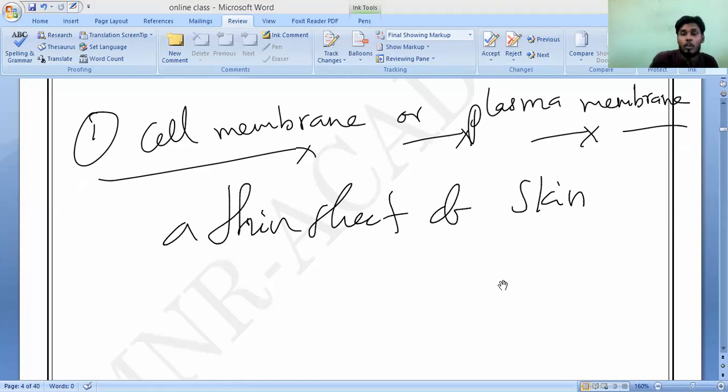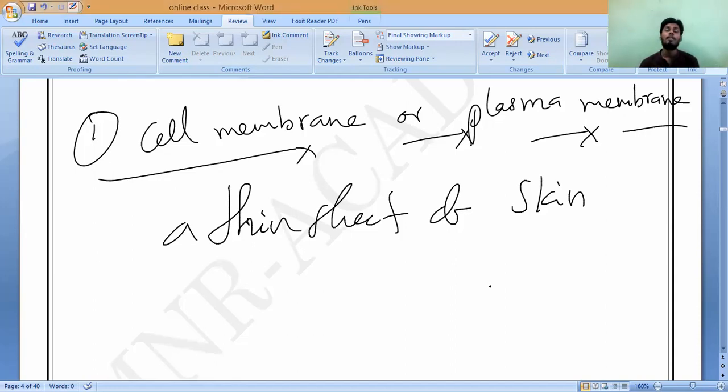So the cytoplasm and the nucleus, everything is enclosed where? Within the cell membrane or outside the cell membrane? Everything is inside the cell membrane. Do you all understand? A thin sheet of skin. Definition of cell membrane or plasma membrane.